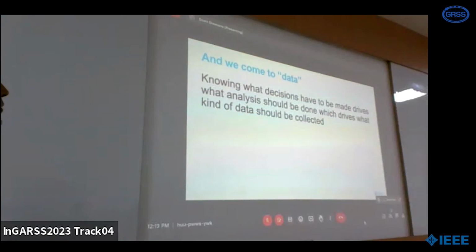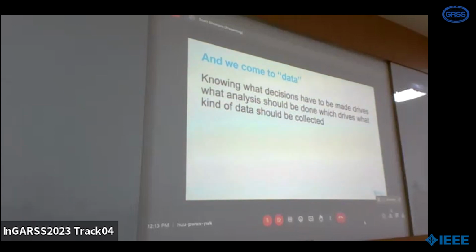And then we come to the data. So we've got decision-ready data, driving the analyses, driving the data themselves. So it's a DRD to ARD to D chain. If I know the decisions I want to make, I can start thinking about the analyses I should perform to get to a decision. So work backwards.